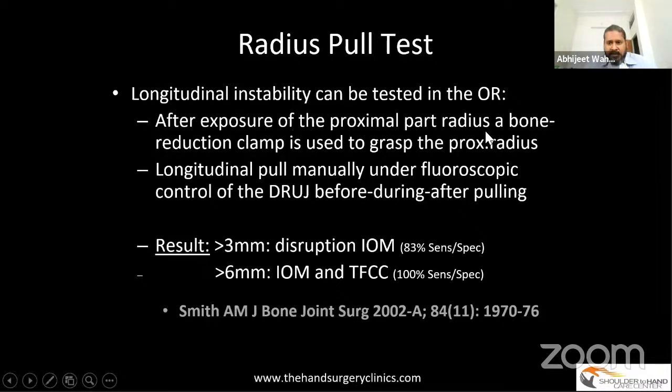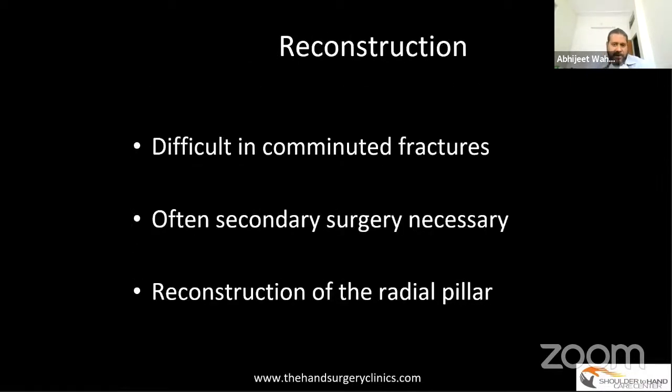After exposure of the proximal part of the radius, a bone reduction clamp is used to grasp the proximal radius, and a longitudinal pull is applied manually under fluoroscopic control, before and during pulling. If there is more than 3 millimeters of proximal migration on the radial pull test, this indicates a disruption of the interosseous membrane, and this is 83% sensitive or specific. However, if there is more than 6 millimeters, it is 100% sensitive or specific for a tear of the interosseous membrane and the triangular fibrocartilage ligament. So this is a very important test that you can use in determining the extent of the injury.